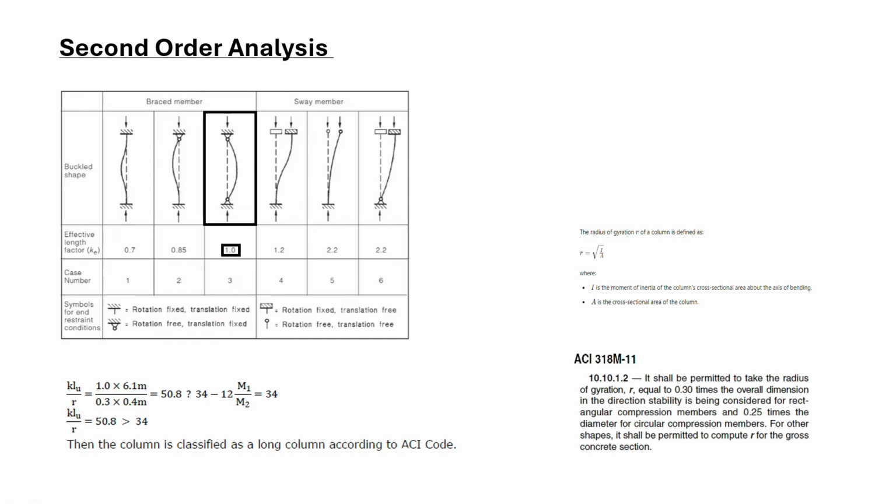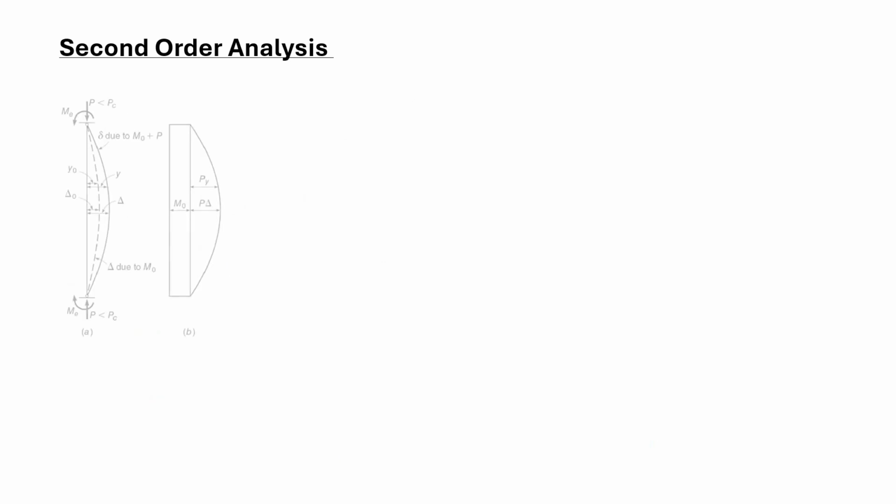For pinned columns, M1 and M2 are generally 0 because the pinned supports don't resist moments. Since the slenderness ratio is high, the effect of slenderness must be included. When P is applied to a column, the moment at any point increases by an amount equal to P times its lever arm.